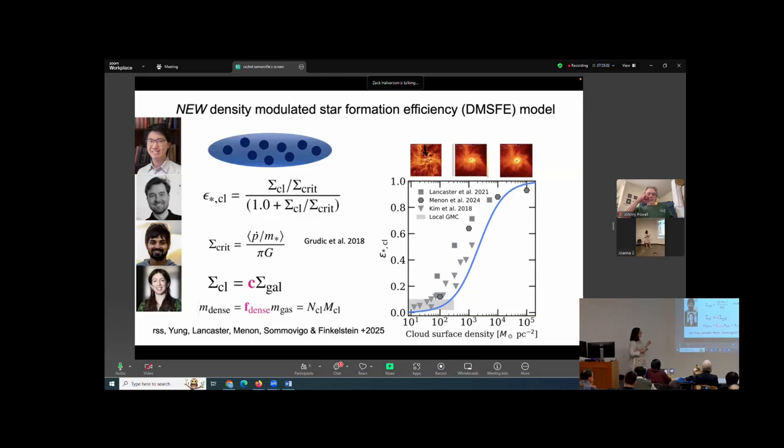So now, in order to implement this in our SAM, we have a size for the galaxy, so we know the surface density of the galaxy. We need to assume something about how the density of the clouds trace the overall density of the galaxy, or the ISM, that's this parameter C. And then we need to assume something about what fraction of the ISM is in these dense, star-forming clouds. So that's another parameter that we called F-dense.